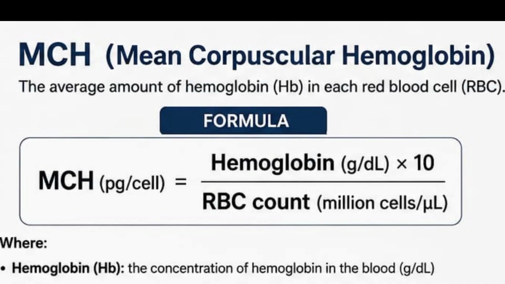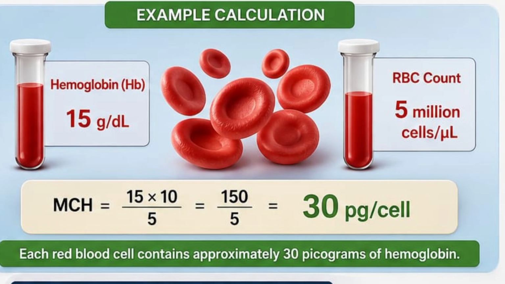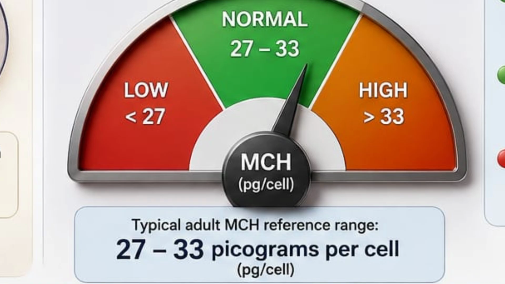MCH can be calculated using the hemoglobin concentration and the red blood cell count. The formula is MCH equals hemoglobin multiplied by 10 divided by the RBC count. For example, if the hemoglobin is 15 grams per deciliter and the RBC count is 5 million cells per microliter, the MCH is 15 multiplied by 10 divided by 5, which equals 30 picograms per cell. This means that each red blood cell contains approximately 30 picograms of hemoglobin on average.